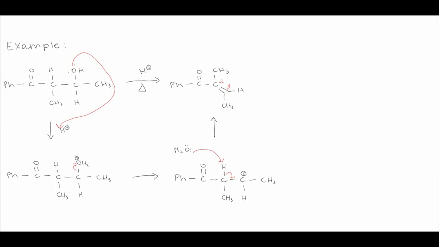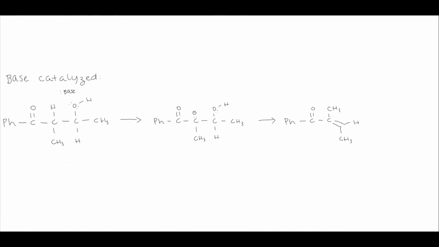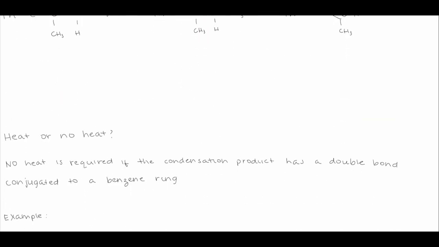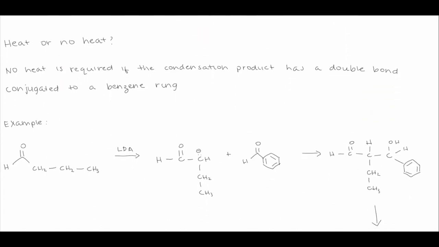This can also be catalyzed using a base, which I'll show you down here. In the base-catalyzed situation, this base is going to grab this hydrogen, which forms this carbanion. At this point, the carbanion is going to form a double bond between the two carbons, and this OH- is going to be kicked off as a leaving group, which results in the same alpha-beta unsaturated carbonyl compound as the acid catalyzed. We mentioned before that some need heat and some do not.